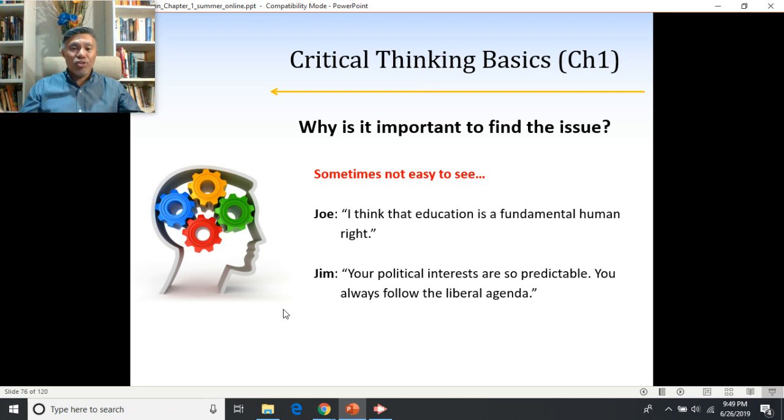Instead, Jim just attacks Joe, right? Jim just says, "Hey, man, your political interests are so predictable. You're just following a liberal agenda." So Jim strays away from actually addressing the issue. You see this sort of conversation all the time in political debates, or maybe within your family or your circle of friends, people not actually talking about the issue, and instead attacking one another or labeling one another or doing something else other than rationally trying to figure out the answer to the issue.